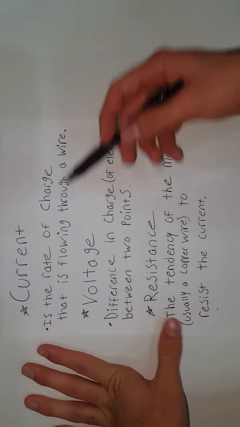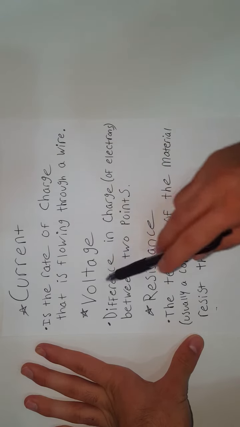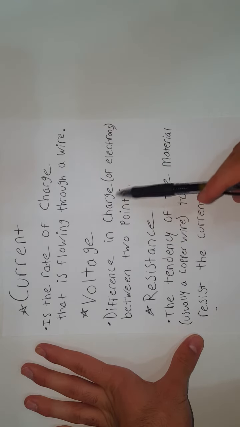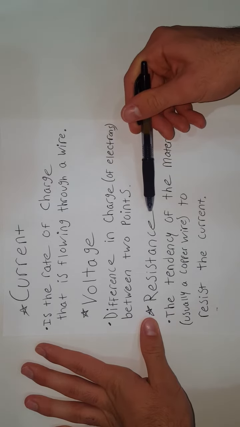So a current is just the flow of electrons through a wire, usually a copper wire, and it's measured in volts, which is the difference in the charge of electrons between 2 points, and you have to take into account the resistance which the wire makes.